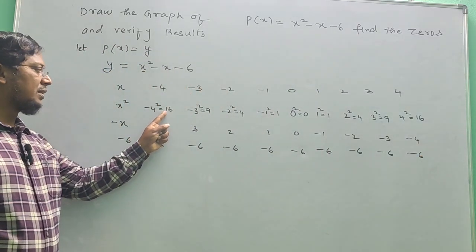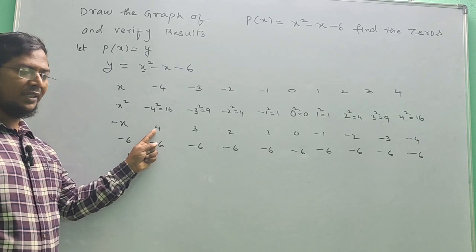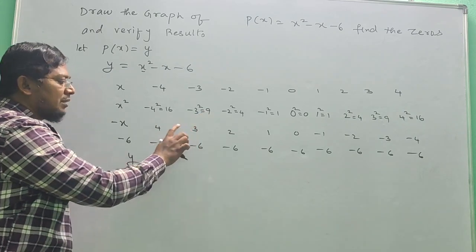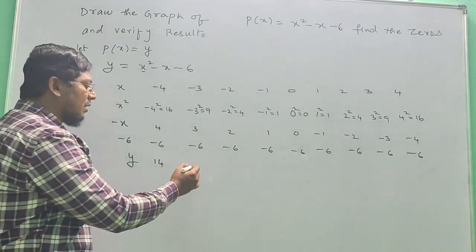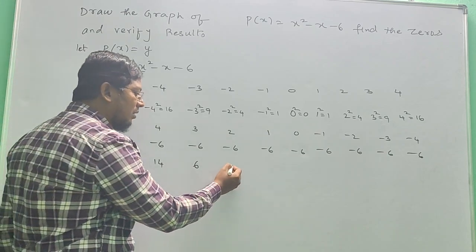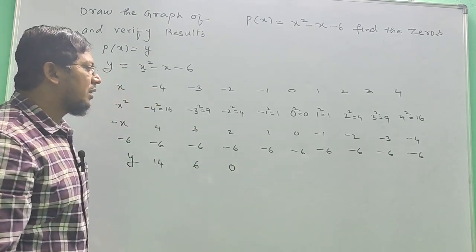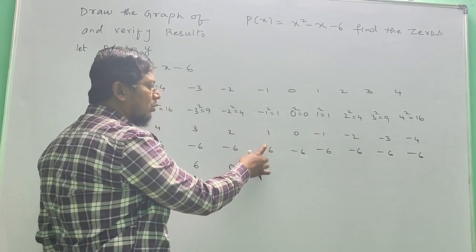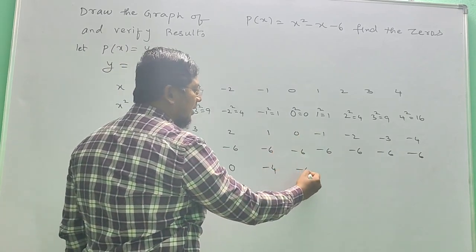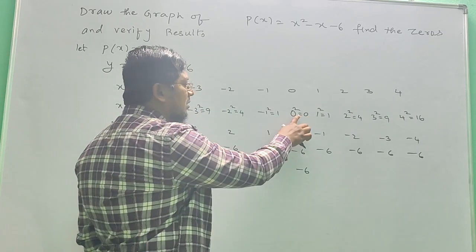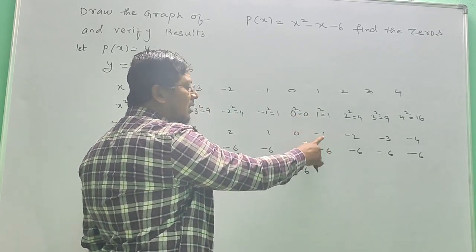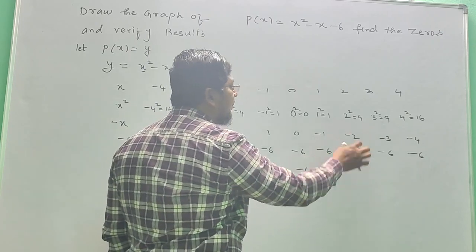Okay, the first one: 16 plus 4 is 20, 20 minus 6, obviously 14. Similarly 9 plus 3 is 12, 12 minus 6 is 6 only. 4 plus 2 is 6, 6 minus 6 is 0. We got the first 0. Next one: 1 plus 1 is 2, 2 minus 6 is minus 4. 0 plus 0 is 0, 0 minus 6 is minus 6 only. Then 0 plus 0 is 0, 0 minus 6 is minus 6. Plus 1 minus 1 cancel. Next what do we have? Minus 6.